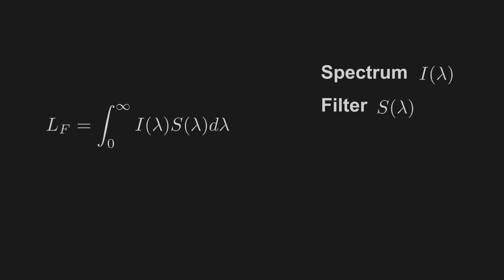So the total luminosity of the source, as seen through the filter, is found by integrating I times S over all wavelengths. In practice, we have a lower wavelength lambda 1, below which the filter is fully opaque and blocks all light. And similarly, there is an upper wavelength lambda 2, above which the filter blocks all light. This means we don't have to integrate over all wavelengths, just those between lambda 1 and lambda 2.